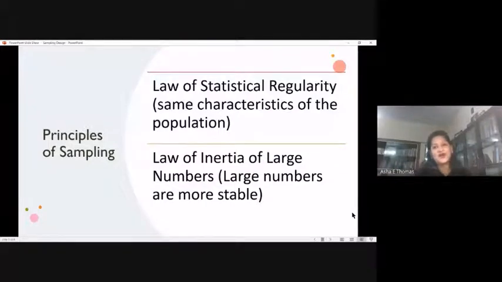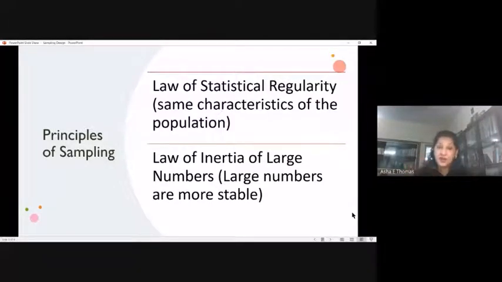The law of inertia of large numbers I have been discussing all through our lessons till now. Because if I am saying that based on my sample, I have come to a conclusion, based on the experiments I've conducted, that all these are the basic characteristics of a particular community, or all these are the basic features of some aspect.